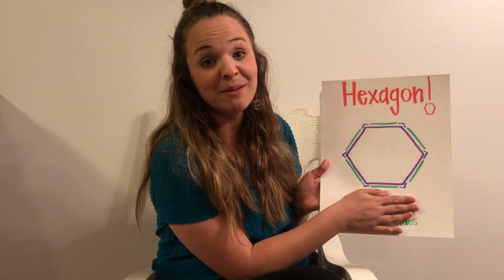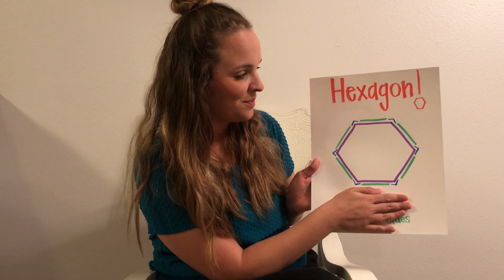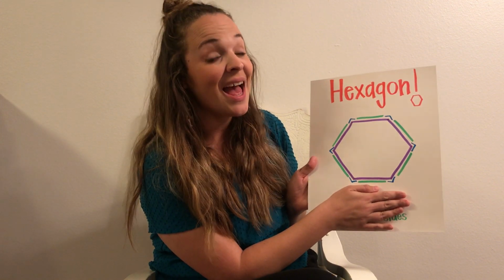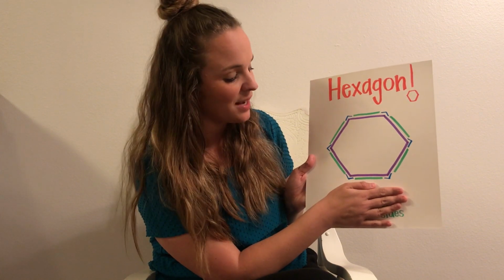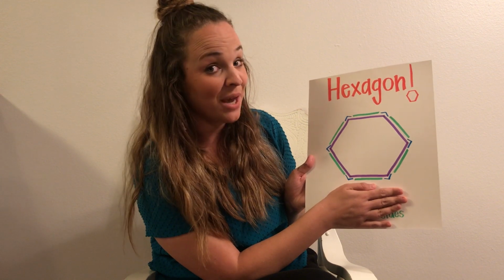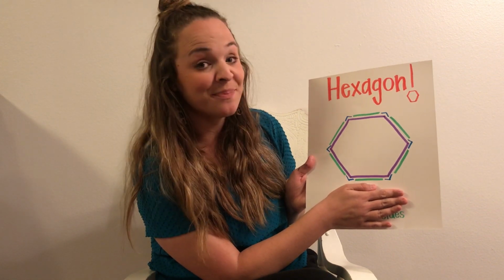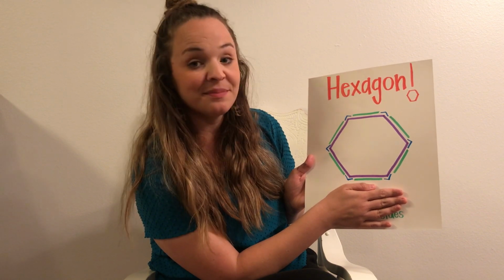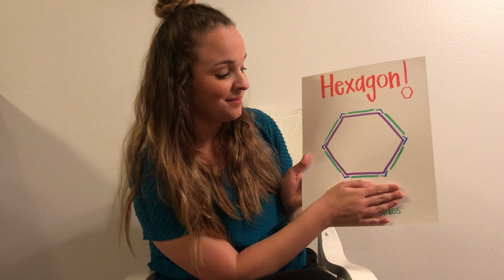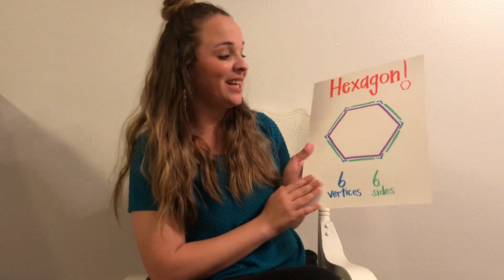Do you remember the name of it? Take a guess if you don't know. This is a hexagon. Hexagon. All right, how many sides is on the hexagon? Count them up. 6. And how many vertices? 6. Very good. That's our hexagon.